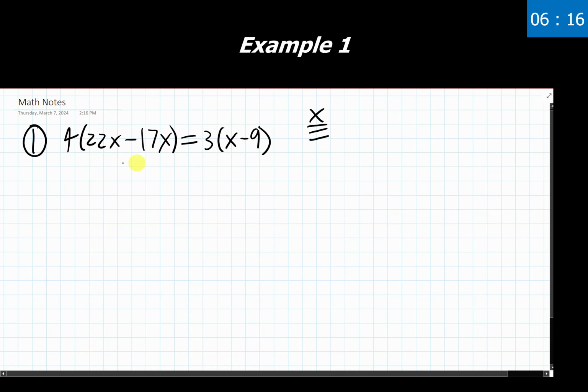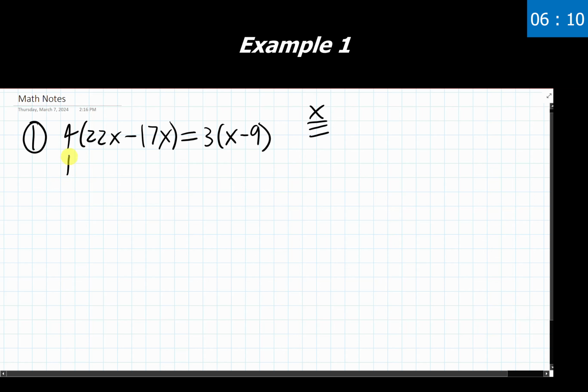Can I combine anything inside here? Yeah, I'm going to get 22 minus 17 because these are both variable terms. I'm not doing anything with the 4 out front. That's going to give me 5x. Bringing the equal sign down.